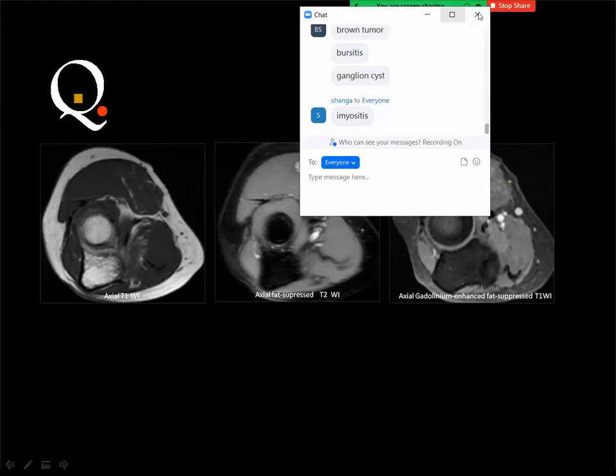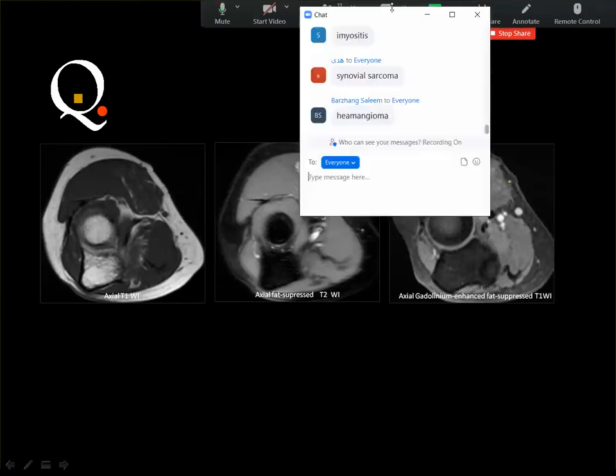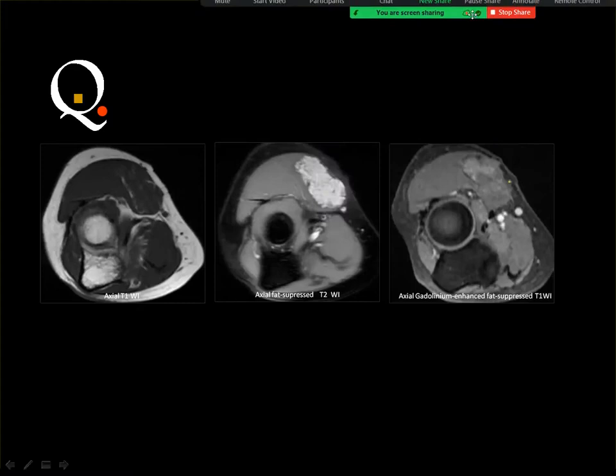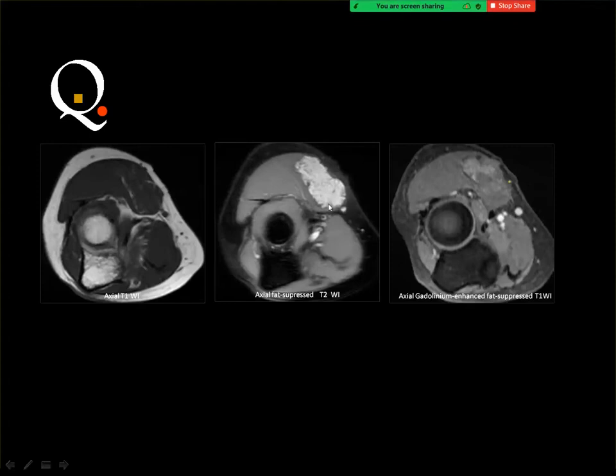But the clue here is the very bright signal of the lesion in the T2. And this always indicates that we are dealing with a hemangioma. And yes, this is of course a hemangioma. And in the T2 weighted image also you can see some black lines within the tumor which represent fibrous septa. And you may also see some dots of signal void which may represent vessels or calcified phleboliths.